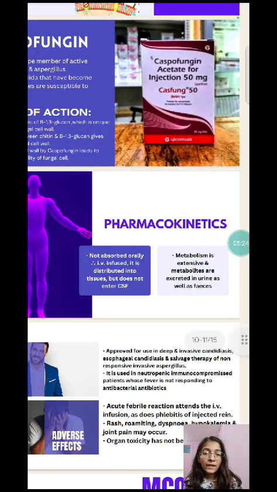Pharmacokinetics. It is not absorbed orally, therefore intravenous infusion is given. It is distributed into the tissues, but it does not enter the CSF. Its metabolism is extensive and metabolites are excreted in urine as well as feces.